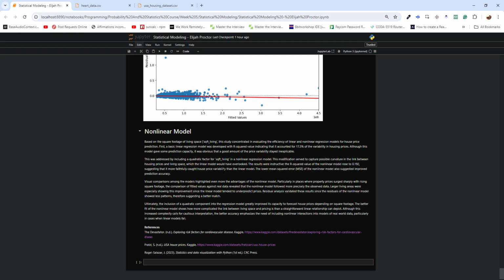Our visual and residual analysis confirmed that the nonlinear model was a better fit for the data. It shows fewer patterns in the residuals and more closely follows the actual price trends, particularly for homes with more living space. In conclusion, adding the quadratic term significantly improved the model's ability to predict house prices, highlighting that the relationship between square footage and price is more complex than a simple straight line. This improved accuracy suggests that considering nonlinear relationships is important when modeling real-world data.